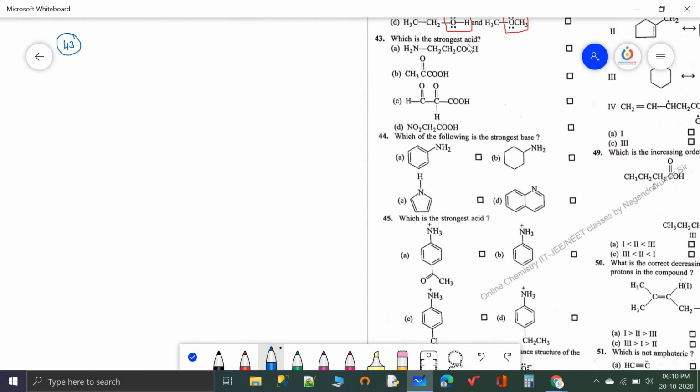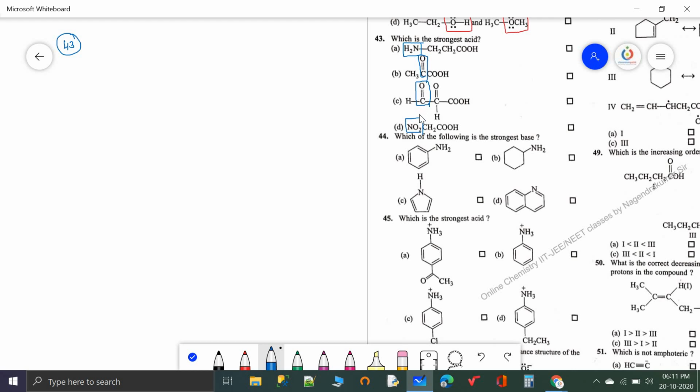Which is the strongest acid? The presence of an electron withdrawing group always increases the acidic nature. Here the NH2 part is an electron releasing group. Here the CH3CO group, the CO group, is an electron withdrawing group. Here the CHO group is also an electron withdrawing group. Here the NO2 group is also an electron withdrawing group.